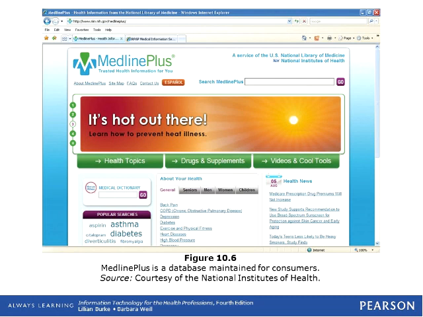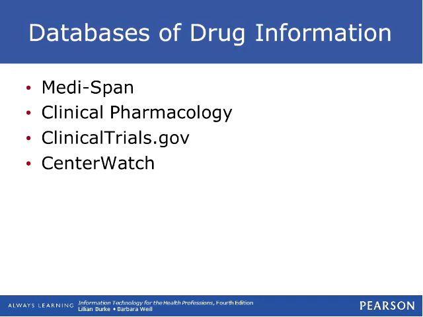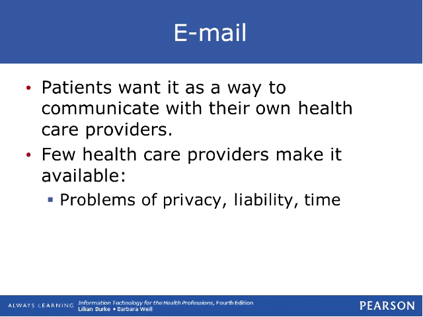This is a Medline database maintained for consumers. You go on Medline Plus, and it'll give you access to health information and health questions. So databases of drug information include Metaspan, Clinical Pharmacology, ClinicalTrials.gov, and CenterWatch. There's also the PDR, which you can get access to. I think there's a subscription price for that, but you can have access to some of the resources on PDR.